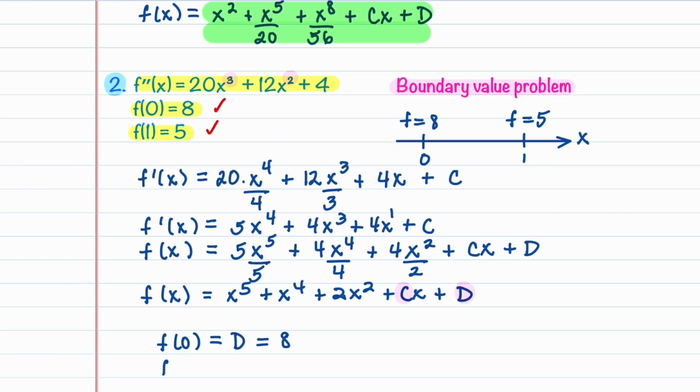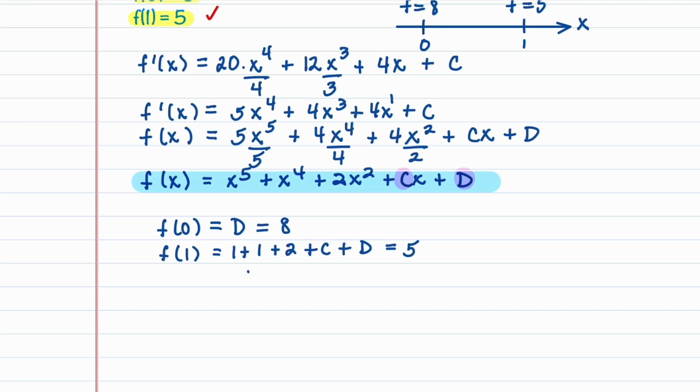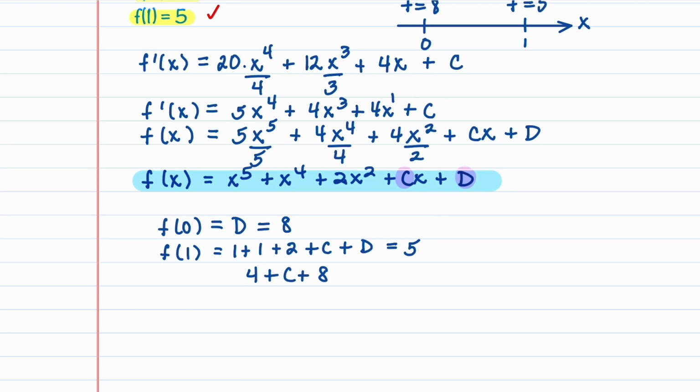Now let's find f at 1. All we do is go back right up into this equation. Let me go ahead and let's highlight this. And we're going to substitute x as 1. So this gives us 1 plus 1 plus 2 plus c plus d. And that, looking back up to our original problem, is equal to 5. This gives us 2 plus 2, so this is 4, plus c plus d. We know that d is 8, so let's put that in, is equal to 5. So we have c plus 12 is equal to 5, and that gives us that c is equal to minus 7.